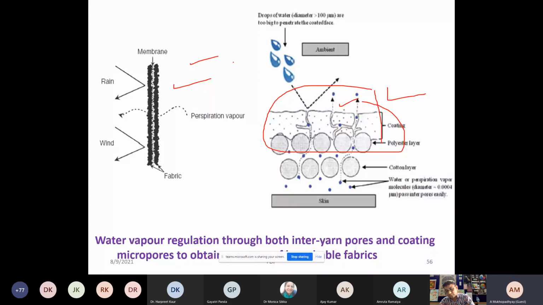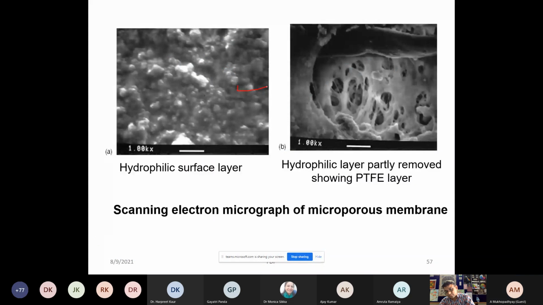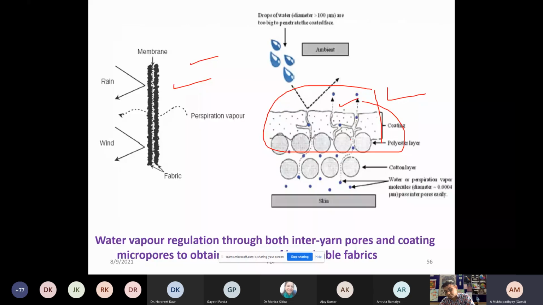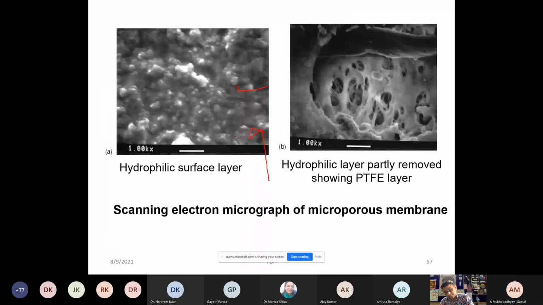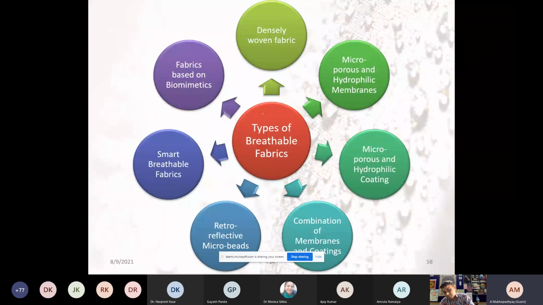Now this is the hydrophilic surface layer. So here the mechanism is different. Here the salt particles, whenever we sweat, can block the pores, but here the water migrates through a diffusion mechanism. Now typical breathable fabric, there could be many typical breathable fabrics. I'm not going into this because of the time constraint.